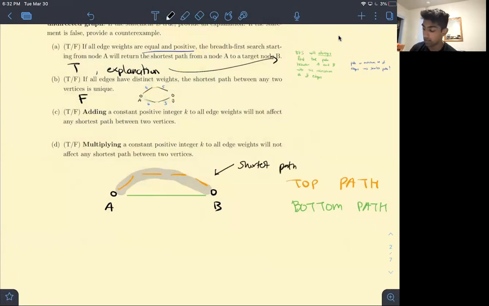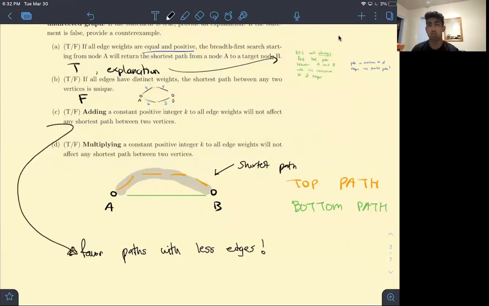So my idea here, the intuition for the counterexample I'm going to create, is that if we add a constant positive integer k to all edge weights, this will favor paths with fewer edges. So why will this happen? Why will paths with fewer edges be favored if we add a constant positive integer k?